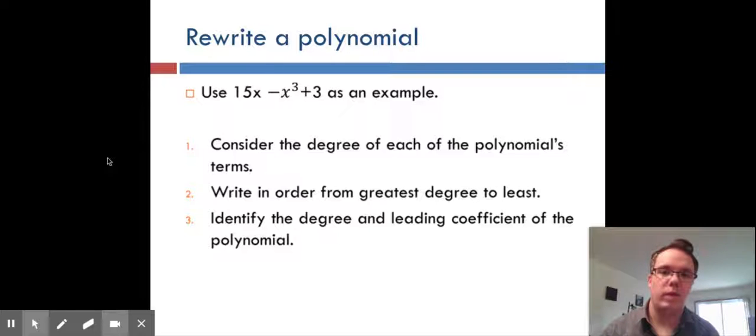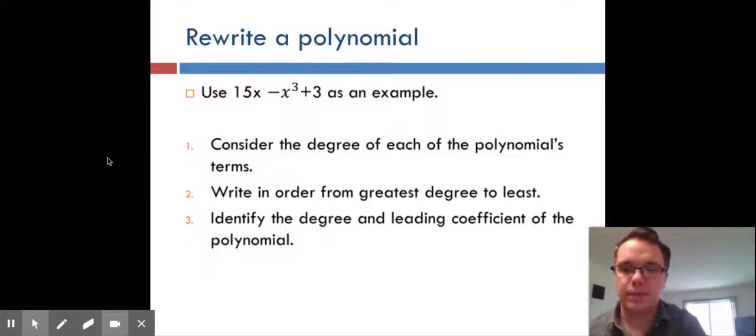All right, so rewriting a polynomial. Polynomials should always be written from the biggest power on the exponent to the smallest. That way we can tell what the degree and the leading coefficient are right away.